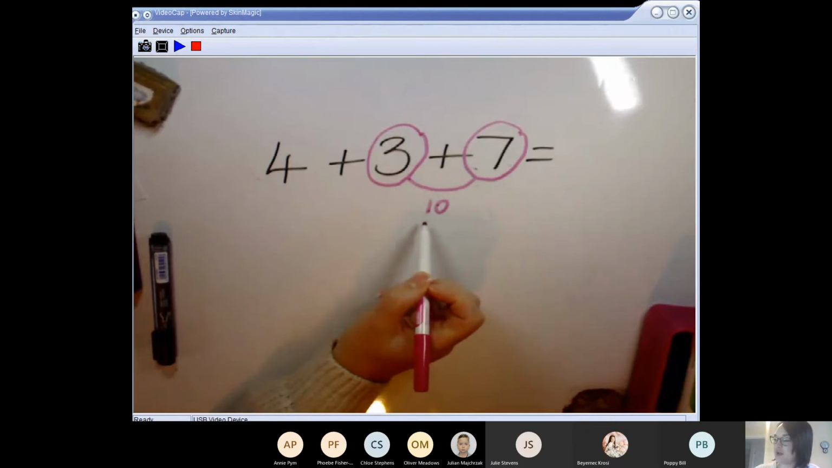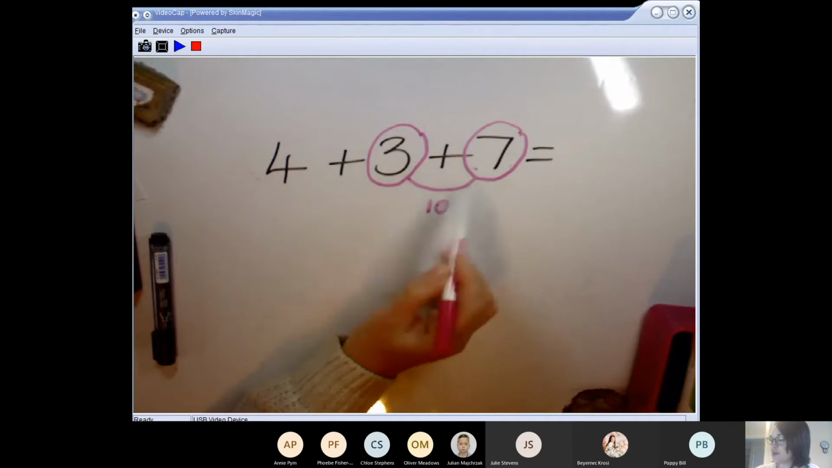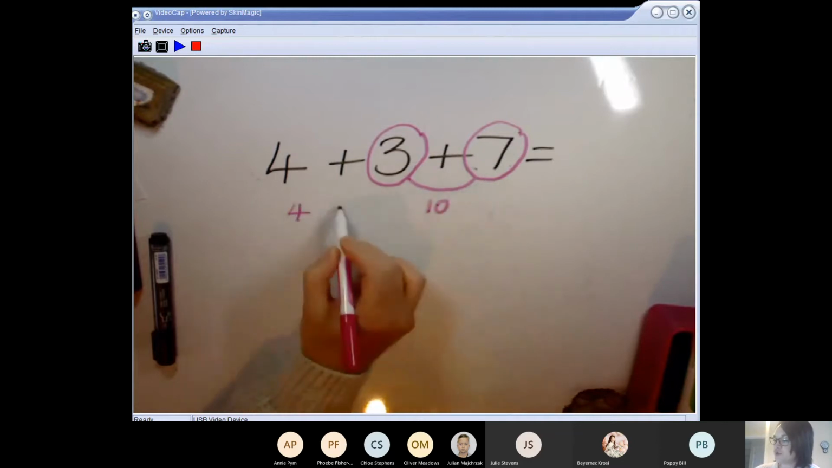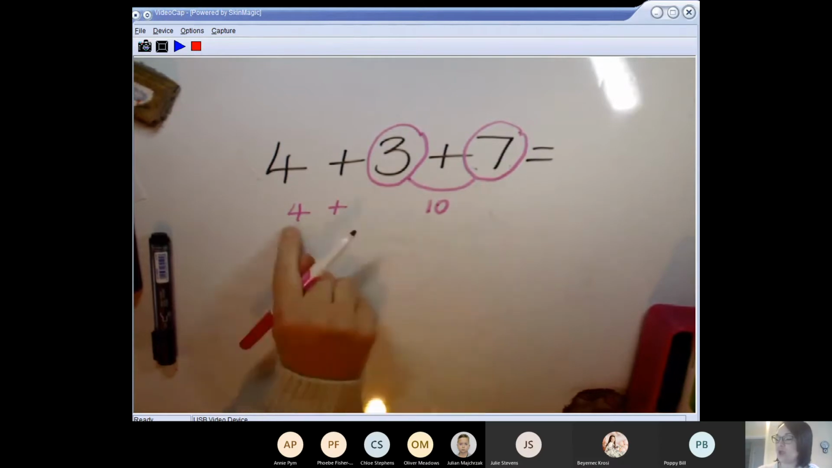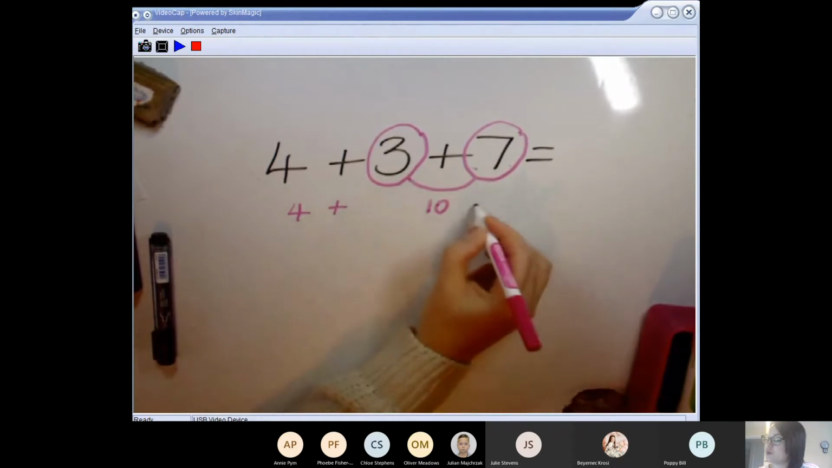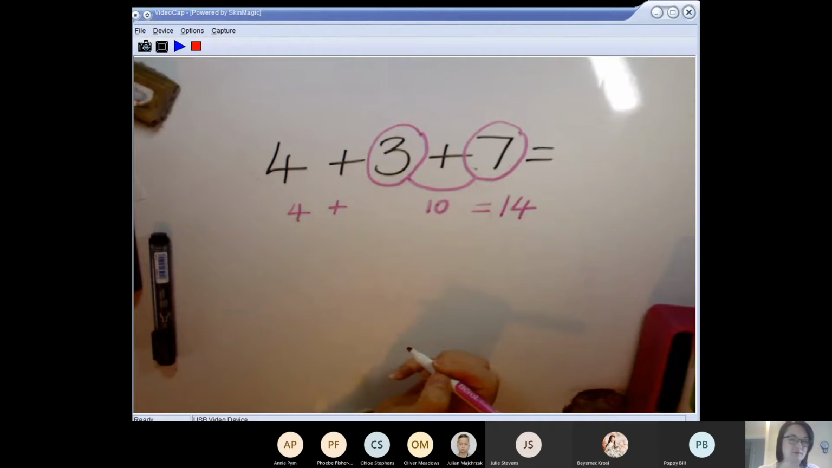Well, I haven't quite finished. I've still got this number 4 bit. So I added my 3 and my 7 to make 10. I'm going to just drop this 4 down because now I've got 4 and 10. Again, I could count on my fingers, but I don't need to. I know if I've got a 10 and a 4, then I've got the number 14.